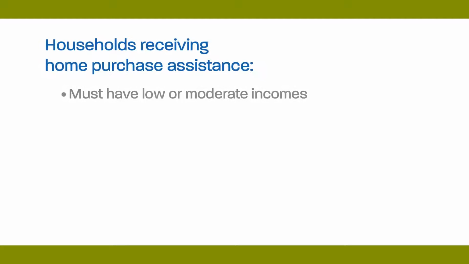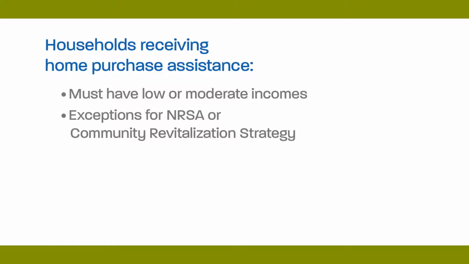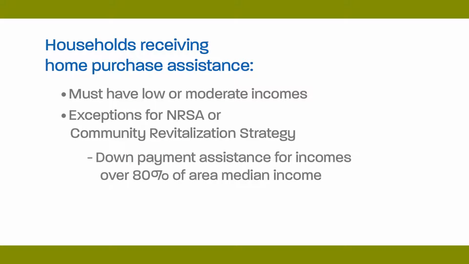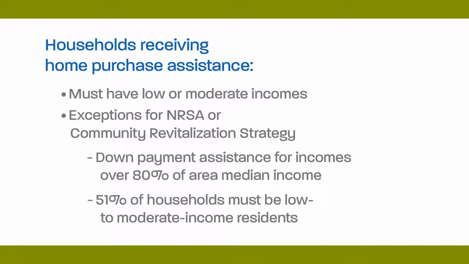Generally, all households receiving home purchase assistance must have low or moderate incomes. Exceptions are a HUD-approved NRSA for an entitlement community and a community revitalization strategy for the state program. In these areas, down payment assistance may assist households with incomes over 80% of the area median income as long as at least 51% of households assisted in the area qualify as low or moderate income.